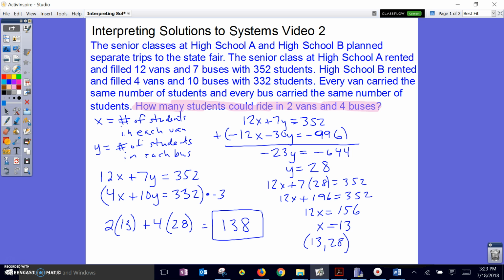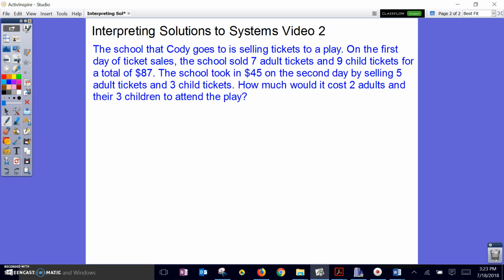Alright, next example. The school that Cody goes to is selling tickets to a play. On the first day of ticket sales, the school sold 7 adult tickets and 9 child tickets for a total of $87. The school took in $45 on the second day by selling 5 adult tickets and 3 child tickets. How much would it cost 2 adults and their 3 children to attend the play? So I start by defining my variables. Let's let X be the cost of an adult ticket, and Y will be the cost of a child's ticket.